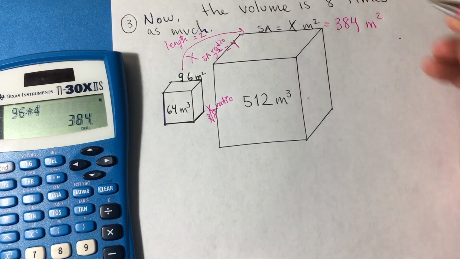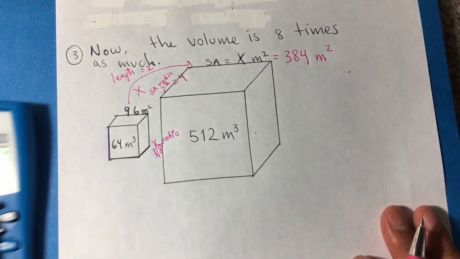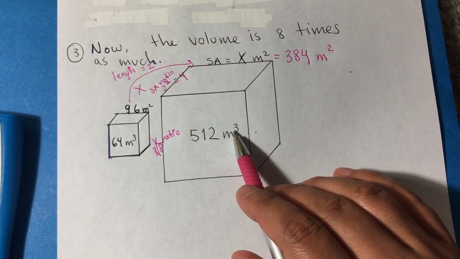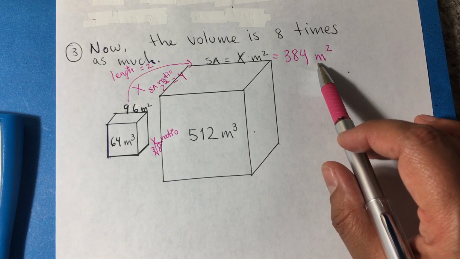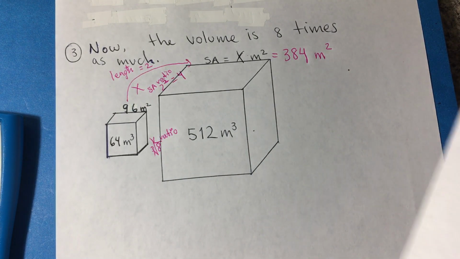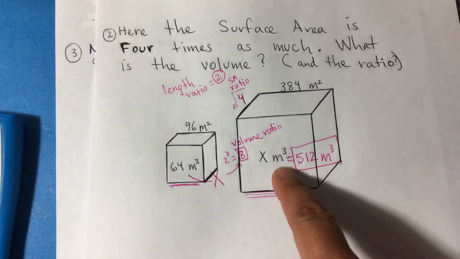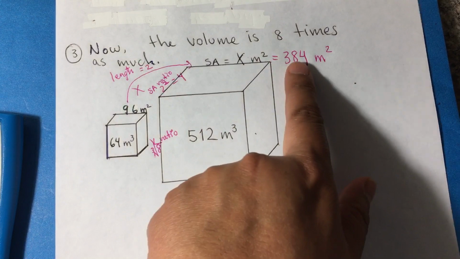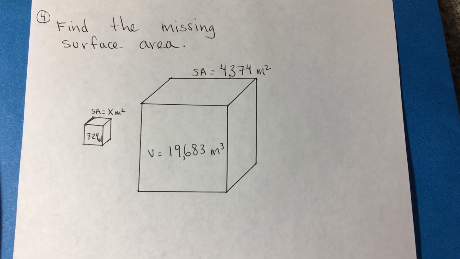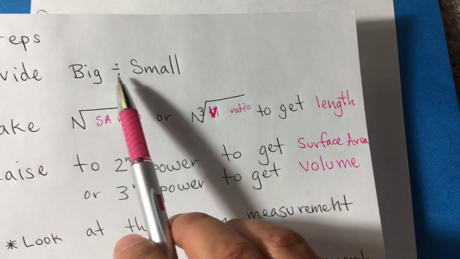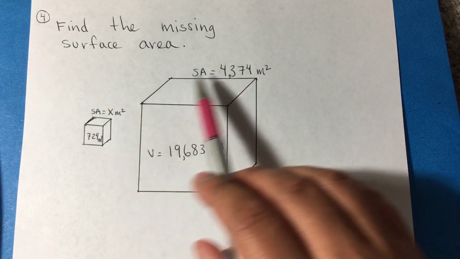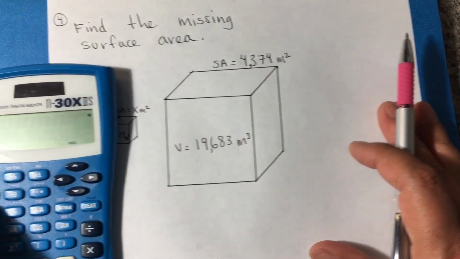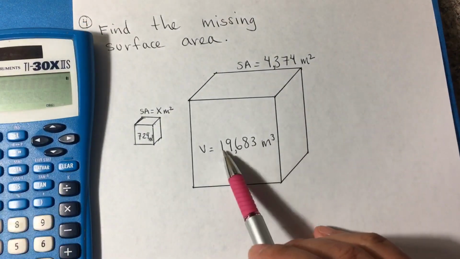Be careful with the unit of measurement. Volume is always cubed and area or surface area is always squared. It was the same problem, except that before we were missing the volume, but here we were given both volumes and we were missing one of the surface areas. For number 4, it says find the missing surface area. So divide big by small. We cannot divide surface areas because we're missing one of them, so we are going to divide the volumes.